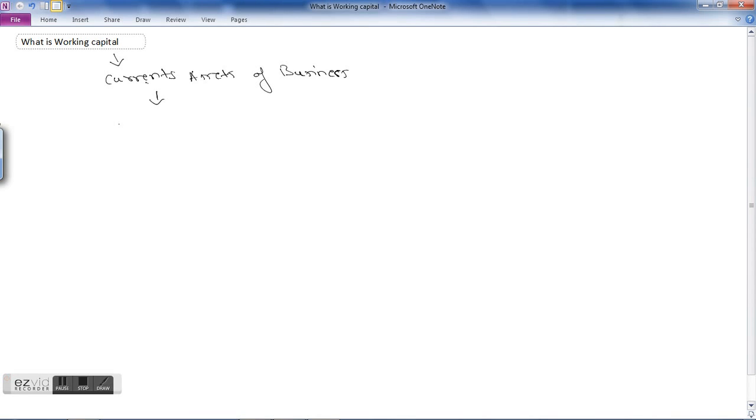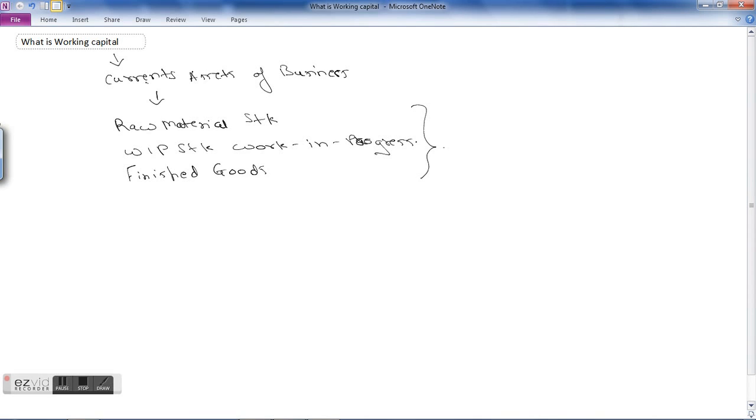Current assets means raw material stock, then WIP stock. WIP is work in progress. This is particularly in the manufacturing industry, wherein there will be some work in progress. There will be some stock which is yet to be completed in the process, in the machinery. That is work in progress. At every point of time, there will be some work in progress stock. Then finished goods. This will be in the case of manufacturing industry.